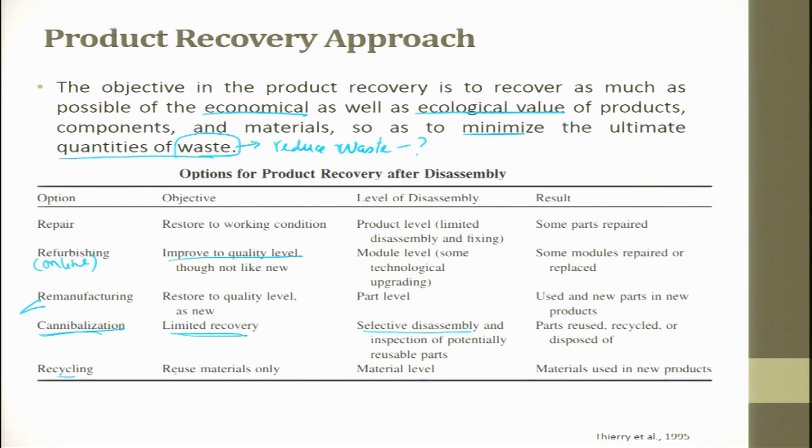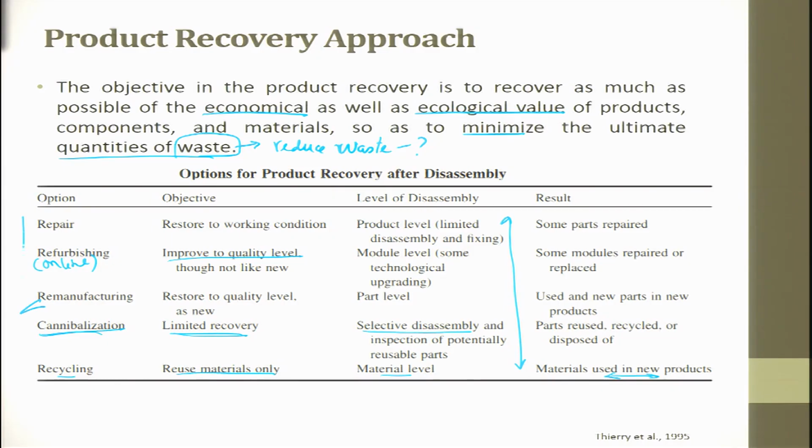Then recycling is reusable material only; it is done at the material level. If you look at it: product level, module level, part level, selective disassembly and material level. Look at the levels, how it goes. Recycling works on material level: materials used in new products. For example, we take a plastic bottle, shred it, go back to the pellet form, and then you can make one more bottle. So, that is shredding and making one more bottle.